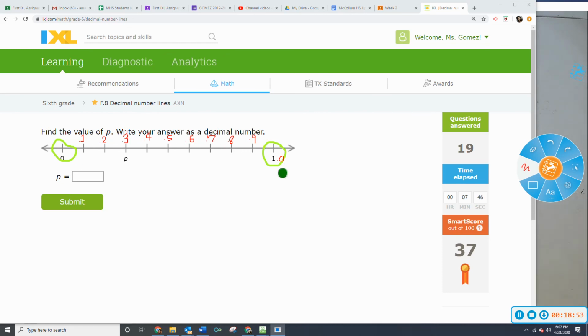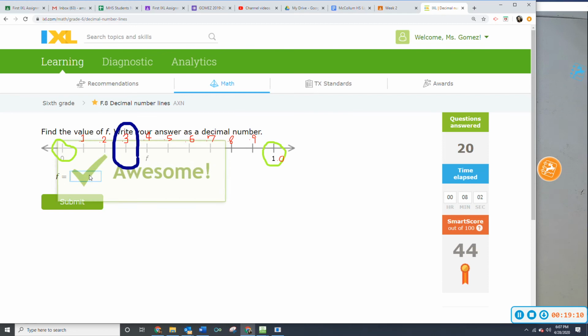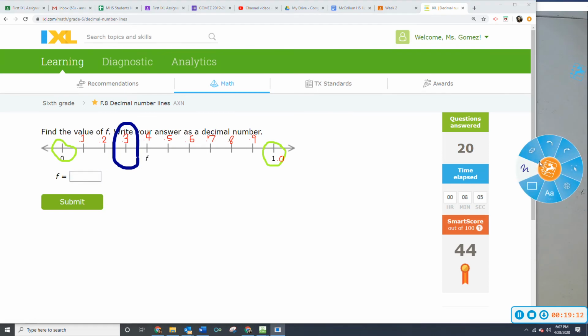Now, it wants to know where is P. Well, that's really easy. It's right here. Whoop. There we go. So I would say that my answer is 0.3. Love it. Now, in this case here, let's get rid of that. We don't need that anymore. Whew, okay. So in this case here, we have F, and F is located right over here at 0.4.